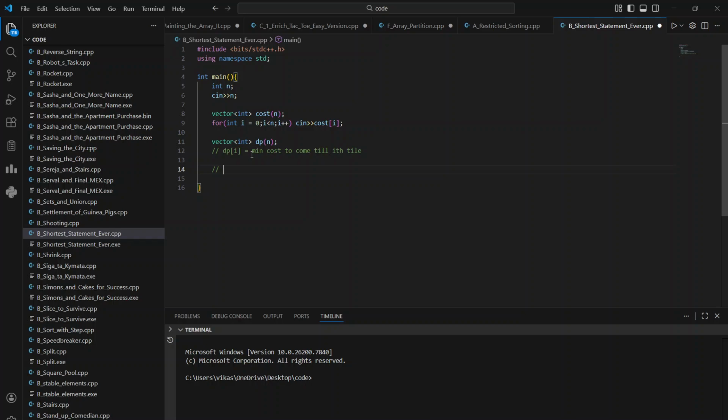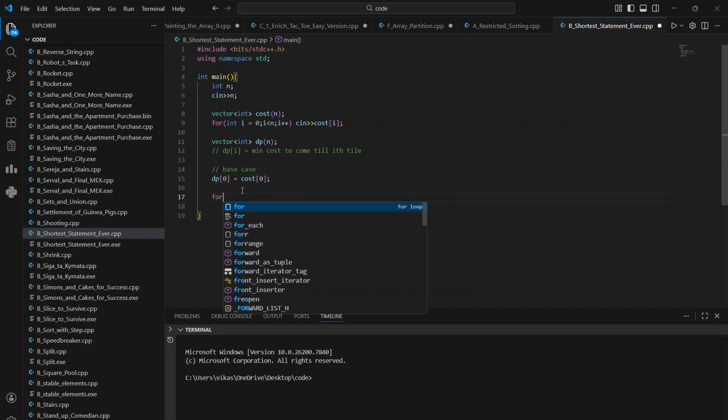Now we write the base case. What is the base case going to be? When you have to come till the zeroth tile, the cost is just this one. That's it. And now you do the transition from 1 till I.